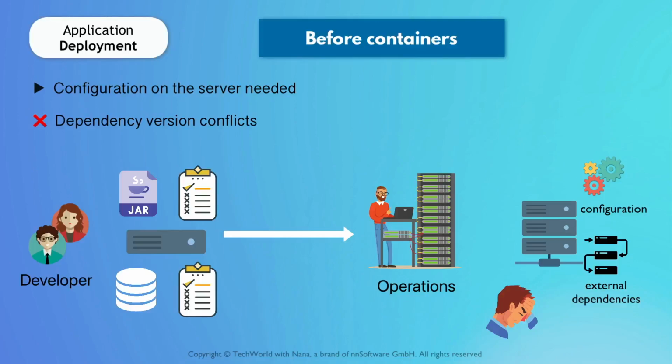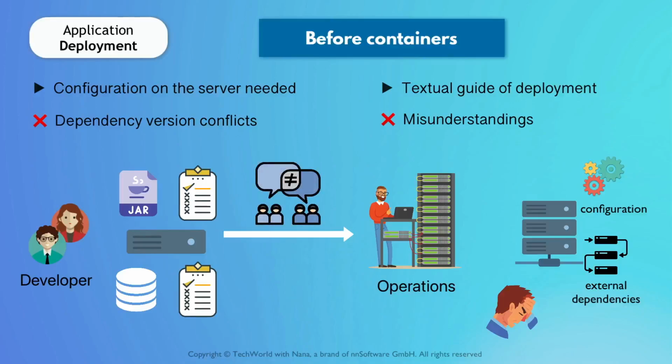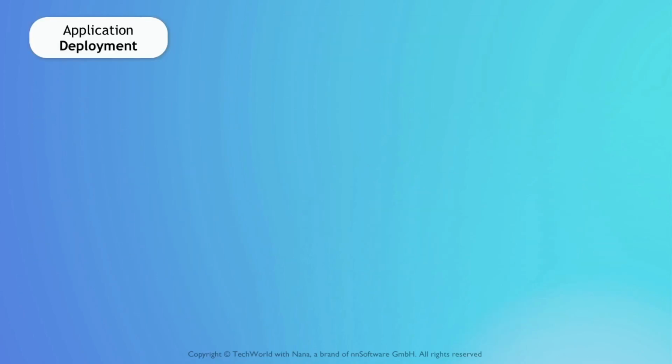Another problem that could arise from this kind of process is a misunderstanding between the development team and operations, because everything is in a textual guide as instructions. So there could be cases where developers forget to mention some important point about configuration, or the operations team misinterprets some of those instructions. And when that fails, the operations team has to go back to the developers and ask for more details, and this could lead to back and forth communication until the application is successfully deployed on the server.